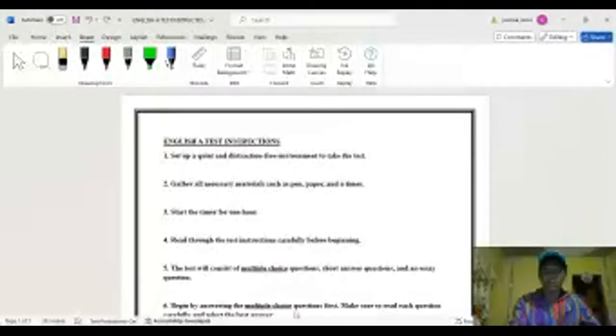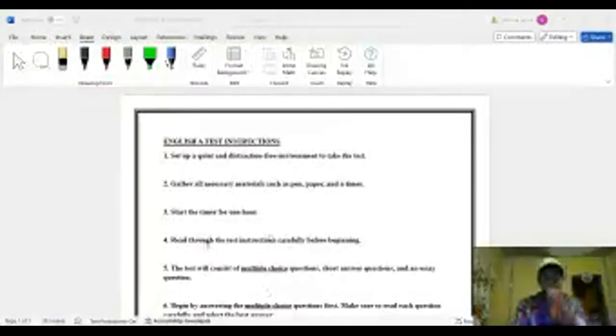Can you guys see me? Can you hear me clearly? Give me a sec, I'll put up the screen. Can everyone see what is on the screen at the moment? Please type it down below in the comments.